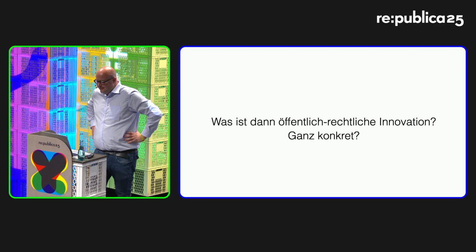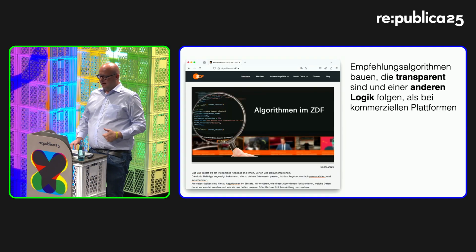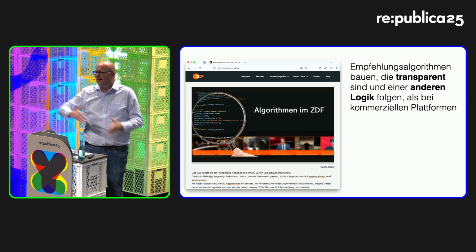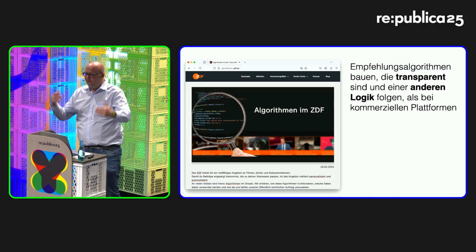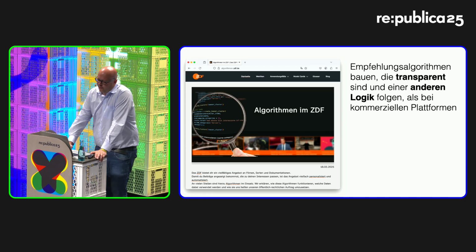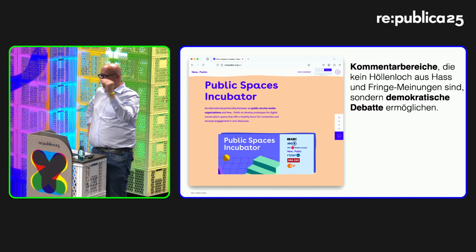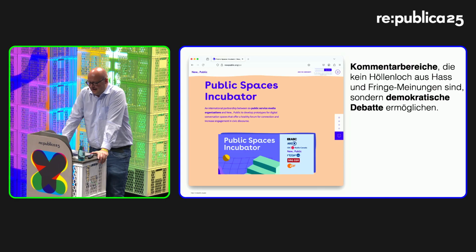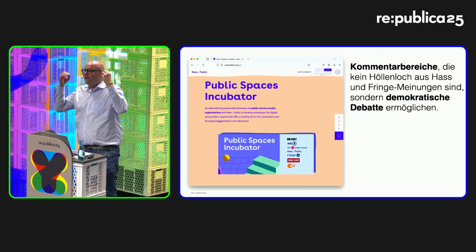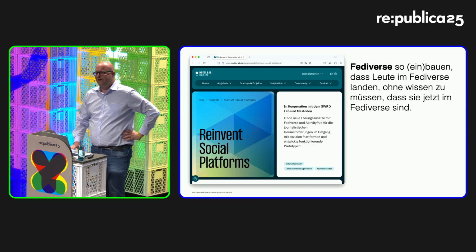So what is public broadcasting innovation, specifically? Very concretely, it might involve having recommendation algorithms that are transparent and follow a different logic than the profit-driven commercial platforms, and also explaining these algorithms both for the public but also for nerds who want to maybe copy that, turn it into open source, build their own version and implement it based on open standards. So for example, right now, algorithmen.zdf.de already does this. This involves building comment sections that are not a hellhole of hate and fringe opinions, but that enable democratic debates. For example, BBC, ZDF, public broadcasting across Europe is already developing this based on open standards, and they want to start implementing that and make that available for use this year.